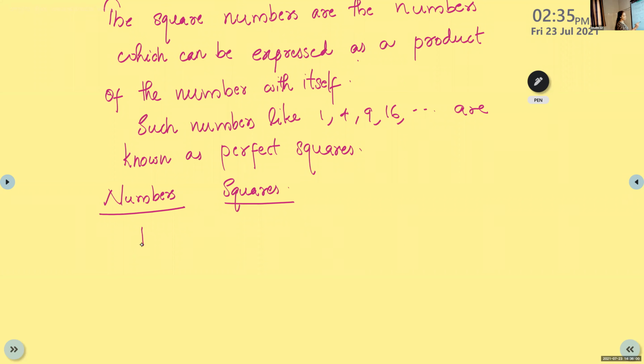1 itself. 1 square is 1. Okay, 1 square. We will write like this. 1 square equal to 1. 2 square, 4. 3 square, 9. 4 square, 16.